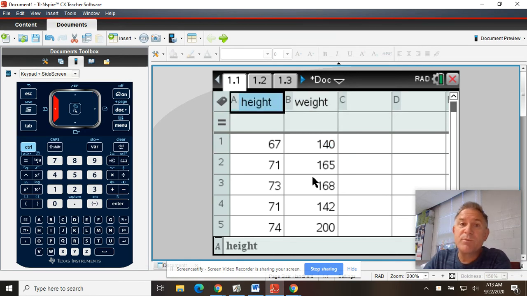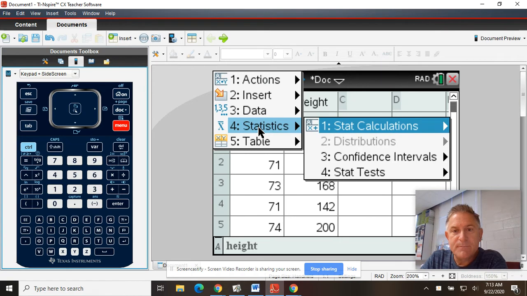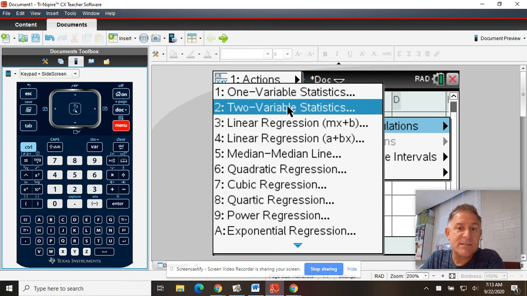This is going to be our first problem where we have two variables. Everything in unit 1 was single variable, and now we have two. So when we go to do a calculation here, watch the steps carefully. We're still going to hit menu. We still like statistics. We still like calculations. We have two variables now, so let's pick two variable statistics.